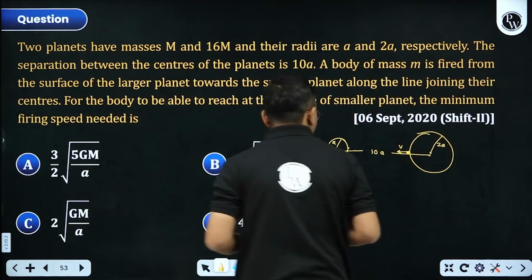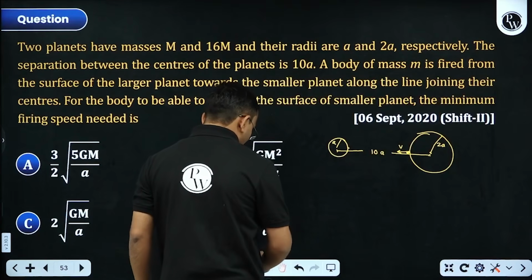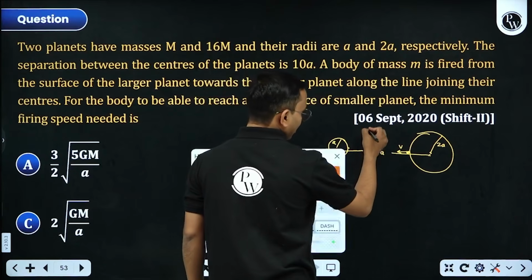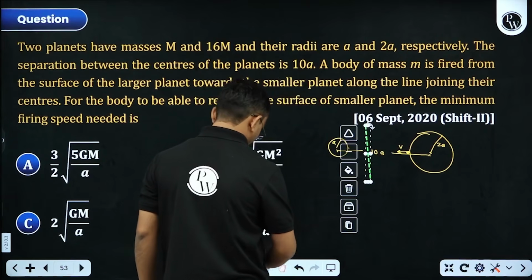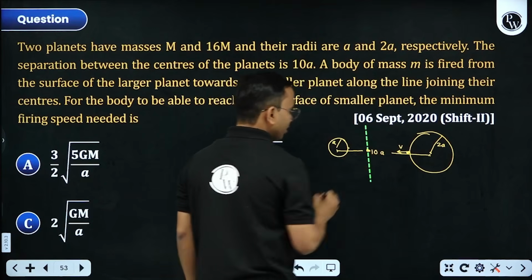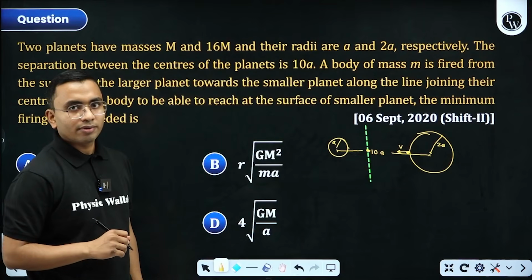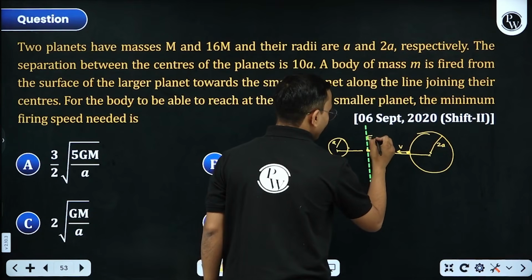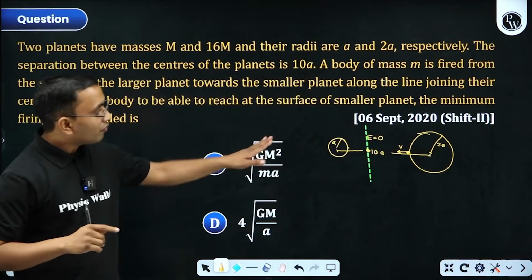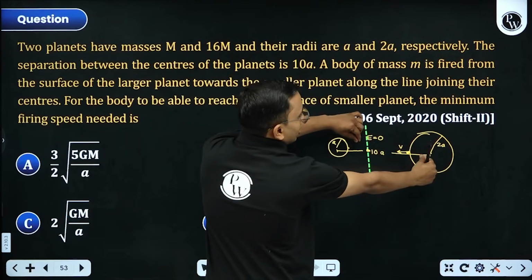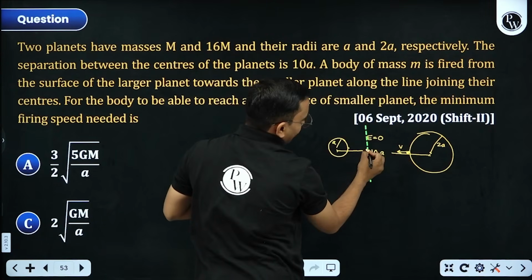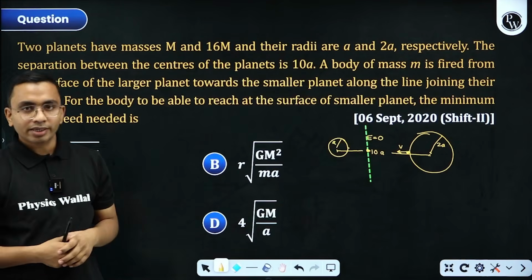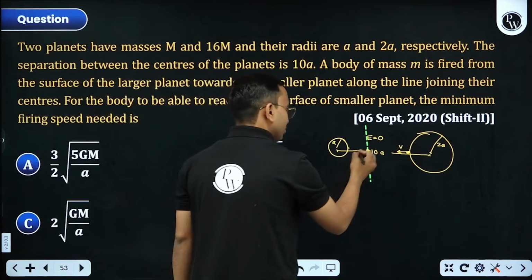So what is that point in between after which the force due to the smaller sphere is greater than the bigger sphere? Here I'll say that E is equal to 0, which means the field is 0 at that point. If the body passes this point, the field due to the smaller sphere will be greater and it will be automatically attracted. So let us make E equal to 0 here.